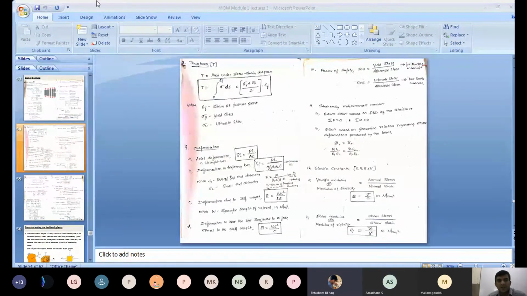Next, what is the next formula we use here? Toughness. Toughness means the ability of a material to store energy in both the elastic region and plastic region until its fracture. How much amount of energy is stored until its fracture, that energy is called toughness. Right? This is the formula used for toughness.